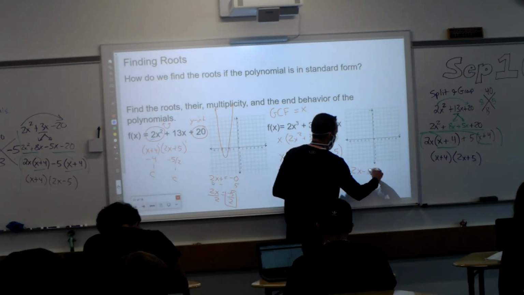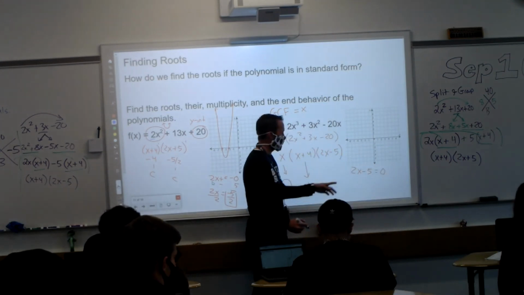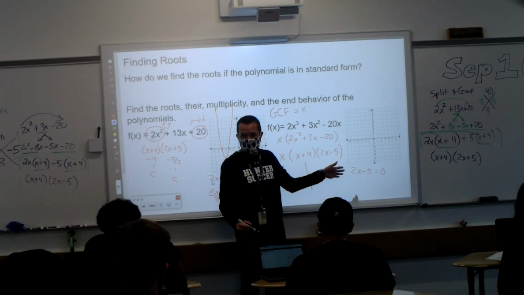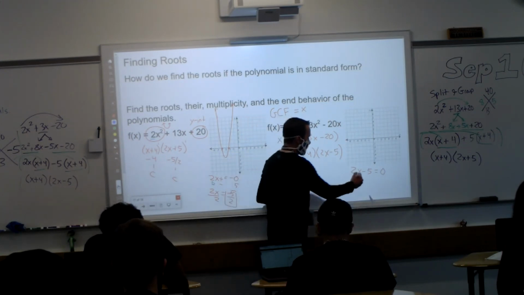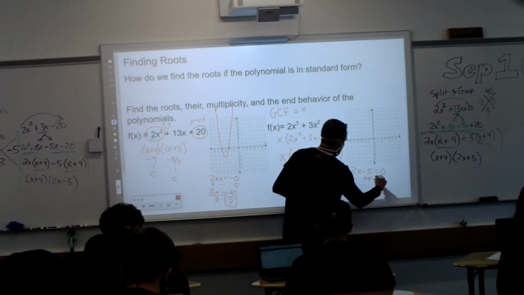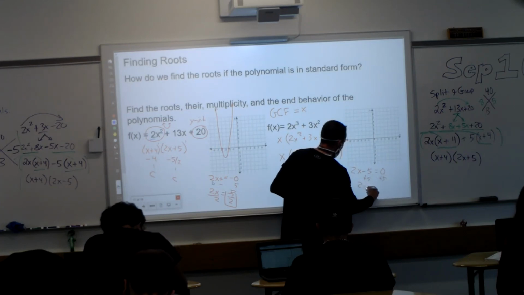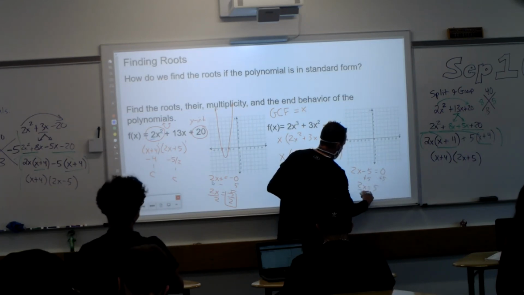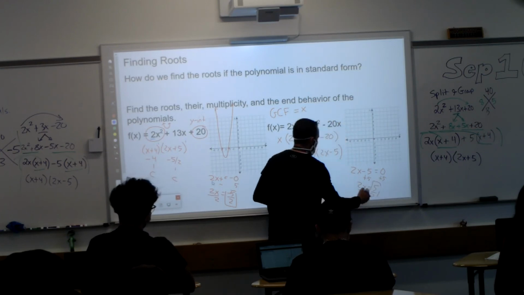Well, let's go through our steps. Let's just solve that for x. What do we need to do on both sides? Add 5 because it's negative this time. So 2x is equal to 5. Divide by 2. There's our answer. It's 5 halves.